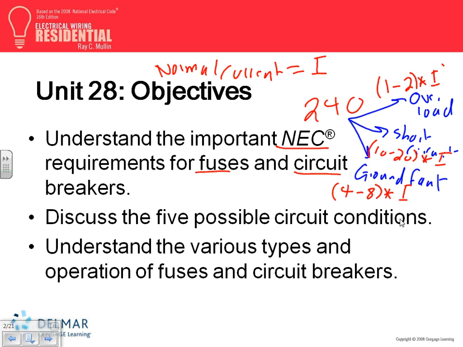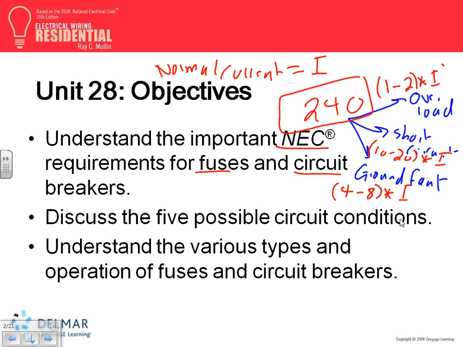Any questions about overload? Arc fault. Arc fault is a special type of ground fault or short circuit. A special type of ground fault, high impedance. They call it high impedance. So that's Article 240.